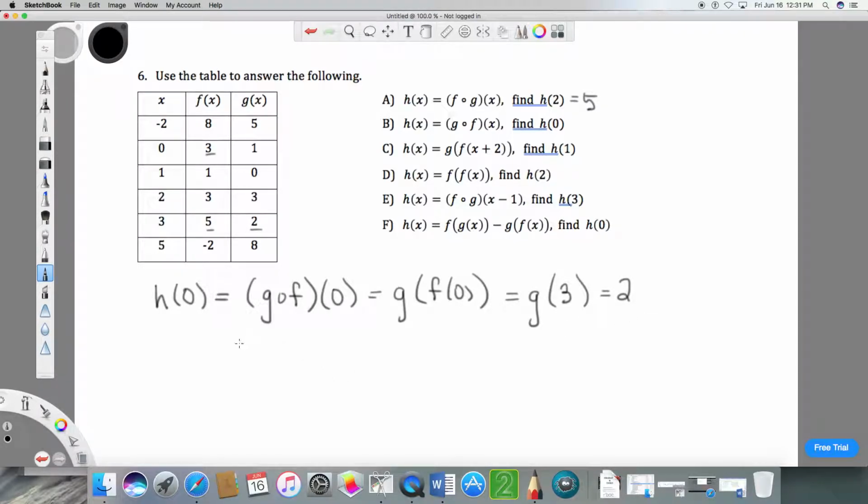If you prefer this assembly line picture, what's going on here is that we're plugging a 0 into f. And when we plug that 0 into f, the output is 3. And when we plug that 3 into g, the table tells us that the output is 2. So our final answer in part B is 2.